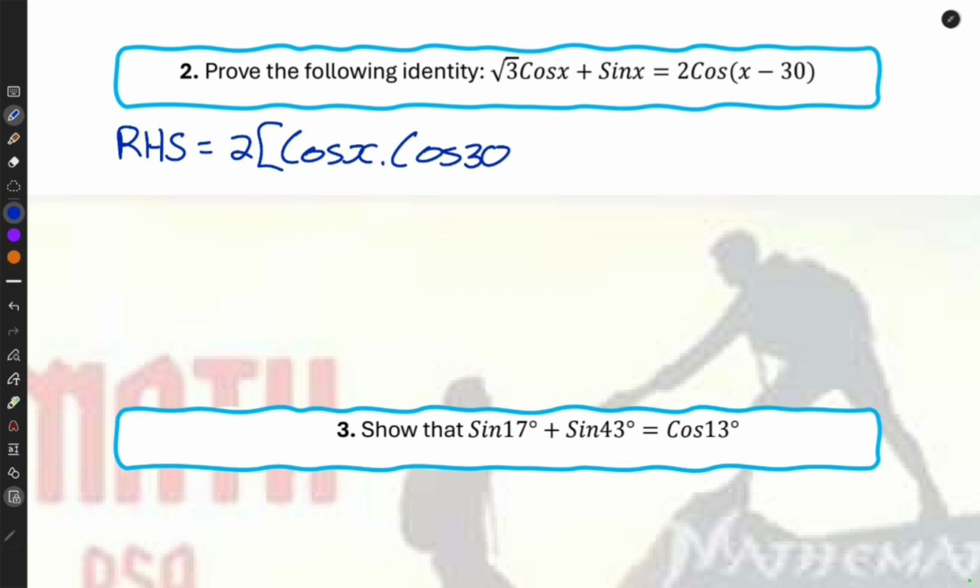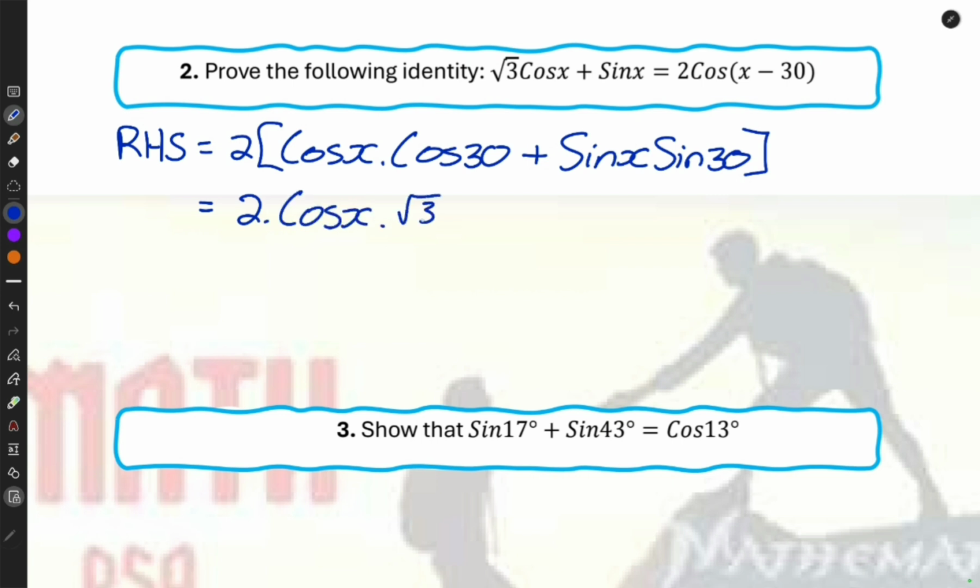It is the cos one, so the sign must change to a plus, and then sine x sine 30. Okay, now I'm just going to multiply the 2 in, and while I'm busy, I'm still going to change the 30s as well to special angles. So this one is going to be 2 times cos x root 3 over 2, and then plus 2 times sine x, and that is just a half.